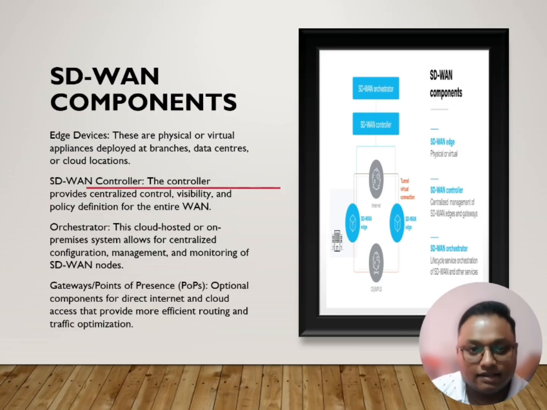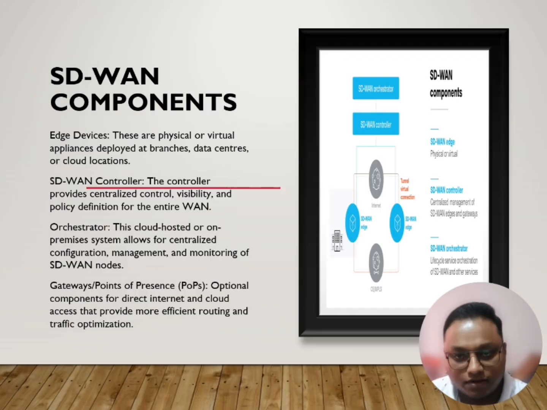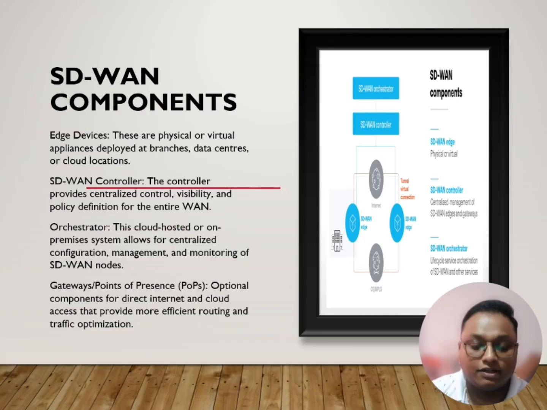Okay. And at the top layer we have the orchestrator. It's the highest controller layer of the SD-WAN hierarchy. Its functions are to handle the life cycle of service orchestration, deployment, configuration, and automation of SD-WAN and all the related services. It provides a GUI-based or API-based management interface for administration. It ensures scalability and coordination between multiple controllers. Think of it as the brain that automates and simplifies large-scale operations.